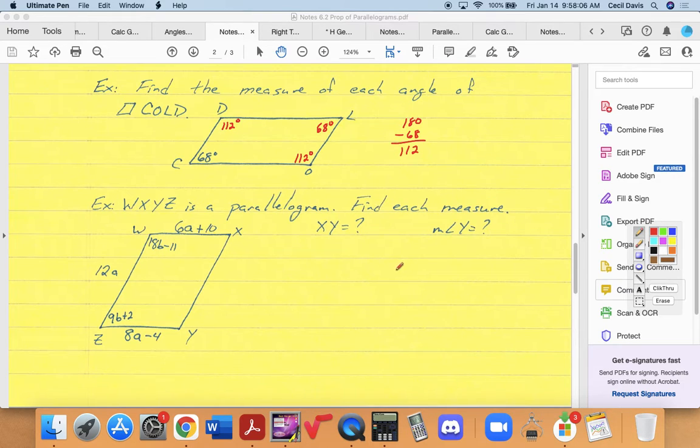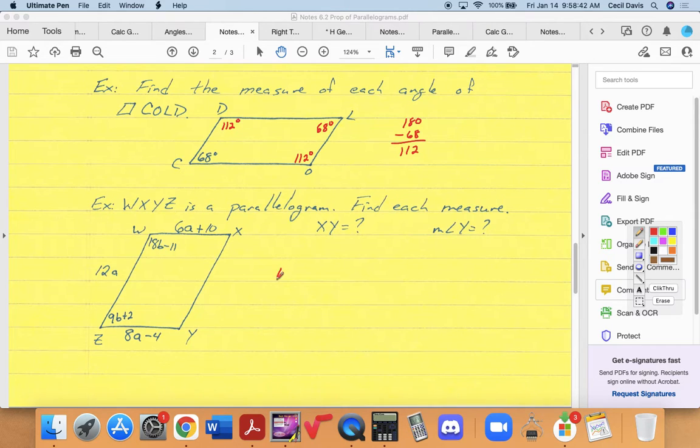All right, let's take a look at this next example. WXYZ is a parallelogram. What a boring name for a parallelogram. Find each measure. We want to find the length of XY. All right. Well, XY is going to be the same length as what? 12A, WZ. Problem is I don't know what A is yet, do I? But 6A plus 10 equals 8A minus 1. Exactly right. These two sides have to be congruent also.